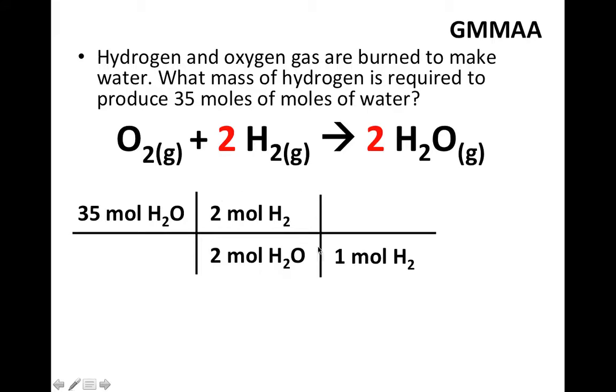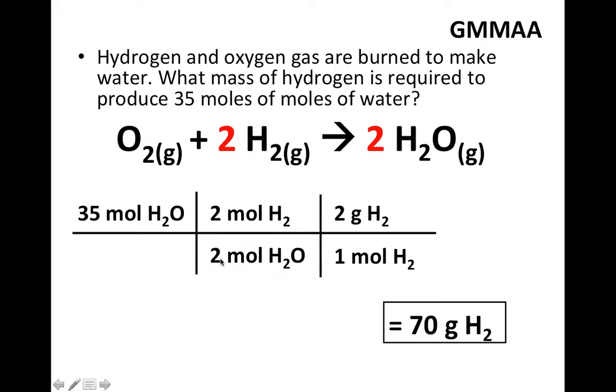So I add on another car. 1 mole of hydrogen gives me 2 grams of hydrogen. Okay, awesome. So now I'm left with grams of hydrogen, which is what I want. So I cancel. 35 times 2 times 2 divided by 2 gives me 70 grams of hydrogen. Okay, so it's a little more tricky because you're adding on an extra step, but the same principle is happening.